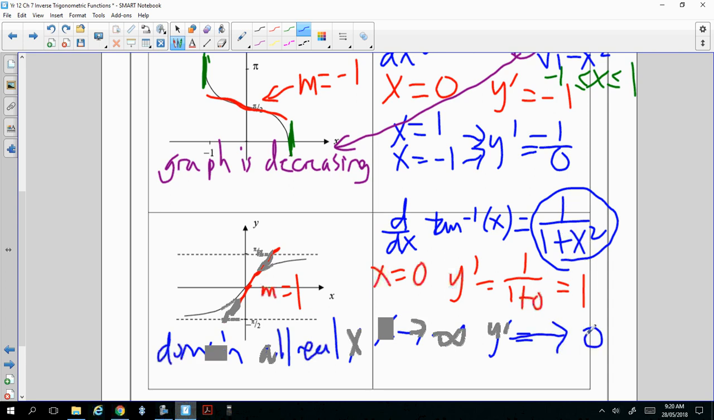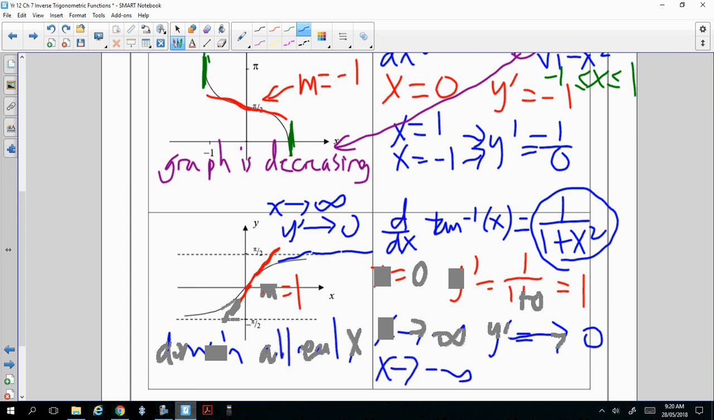Because you see the tangent is getting flatter and flatter, and the same thing as x goes to negative infinity, the derivative also goes to 0. It gets flatter and flatter, right? Gradients approaching 0. Right, so we can see all these features shown by the derivative.